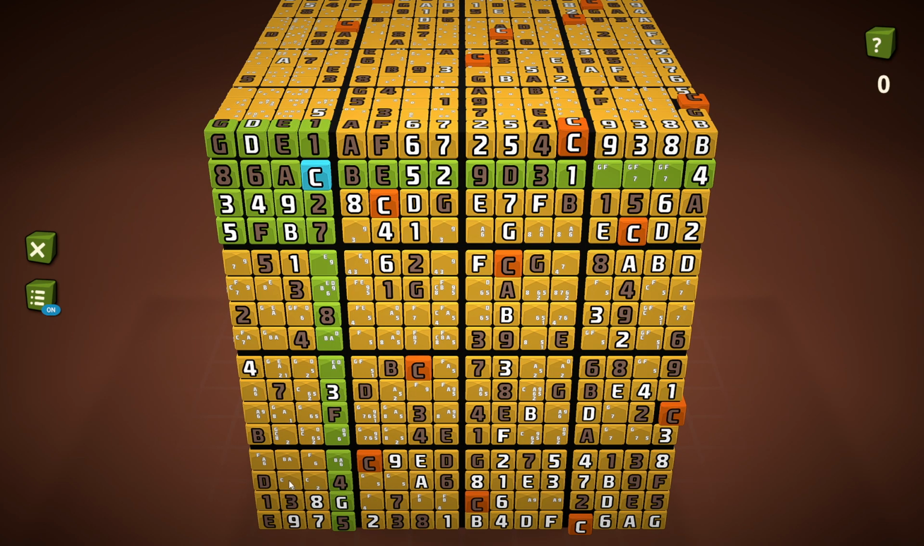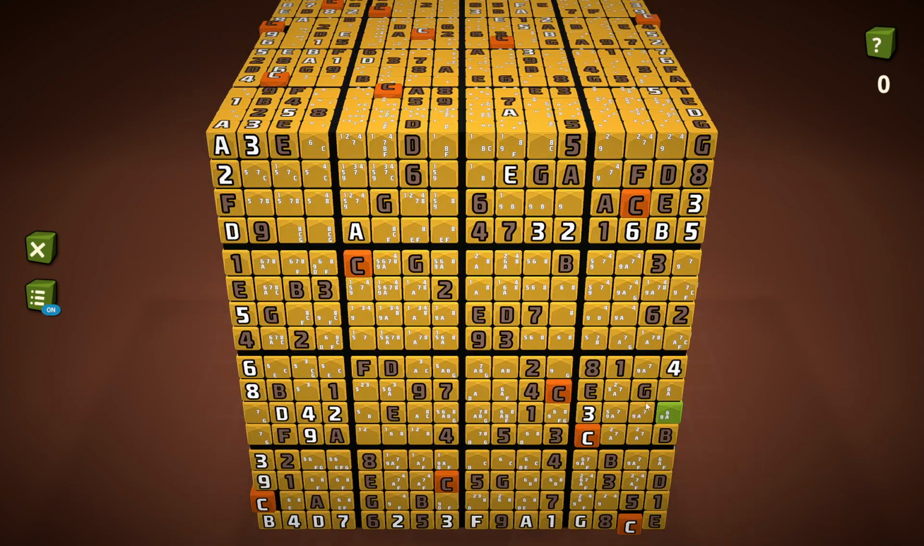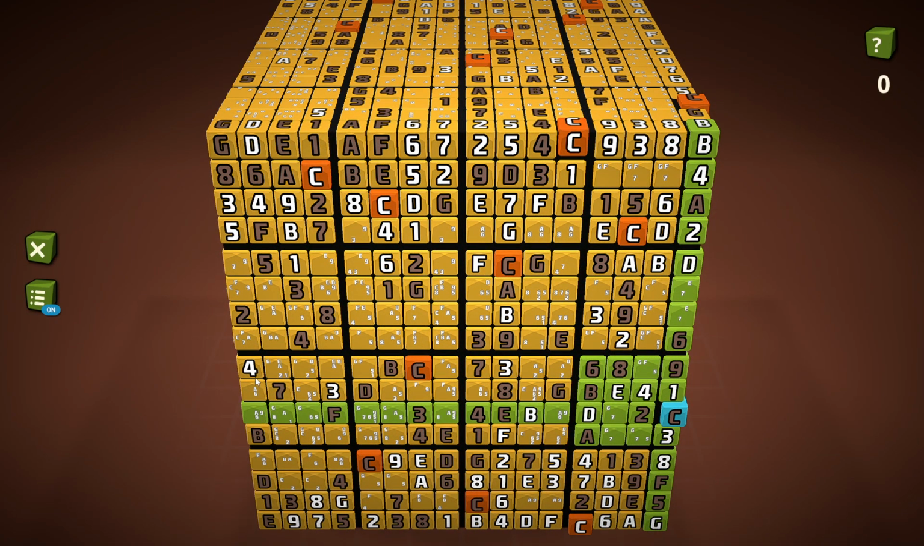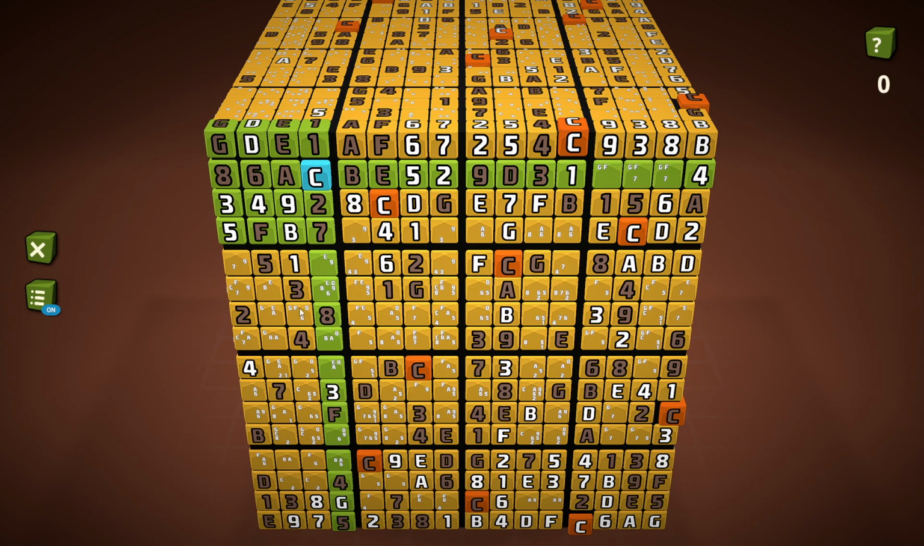Right, so one of these 2 has to be C and one has to be a 2. But if we look at this space, okay, those can't be C's. But any of those 2 can be C's. Oh, right. I see it, I see it.